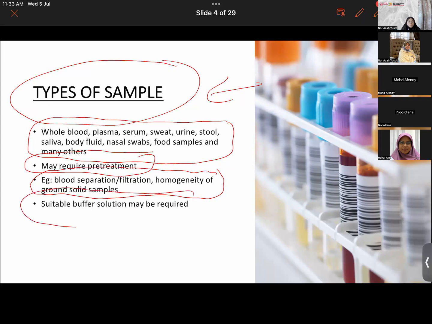The buffer solution also has to be studied, because it cannot be that one buffer suits all. We have to try which one is suitable for your bioreceptor as well as suits the sample. So these are very important to be studied.